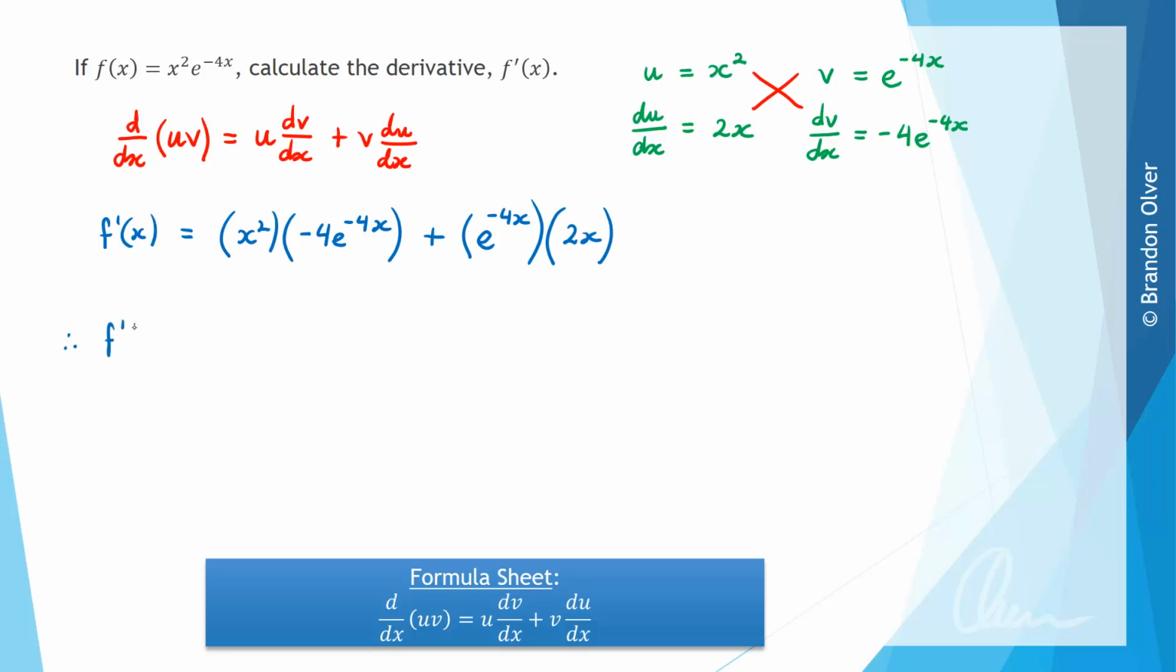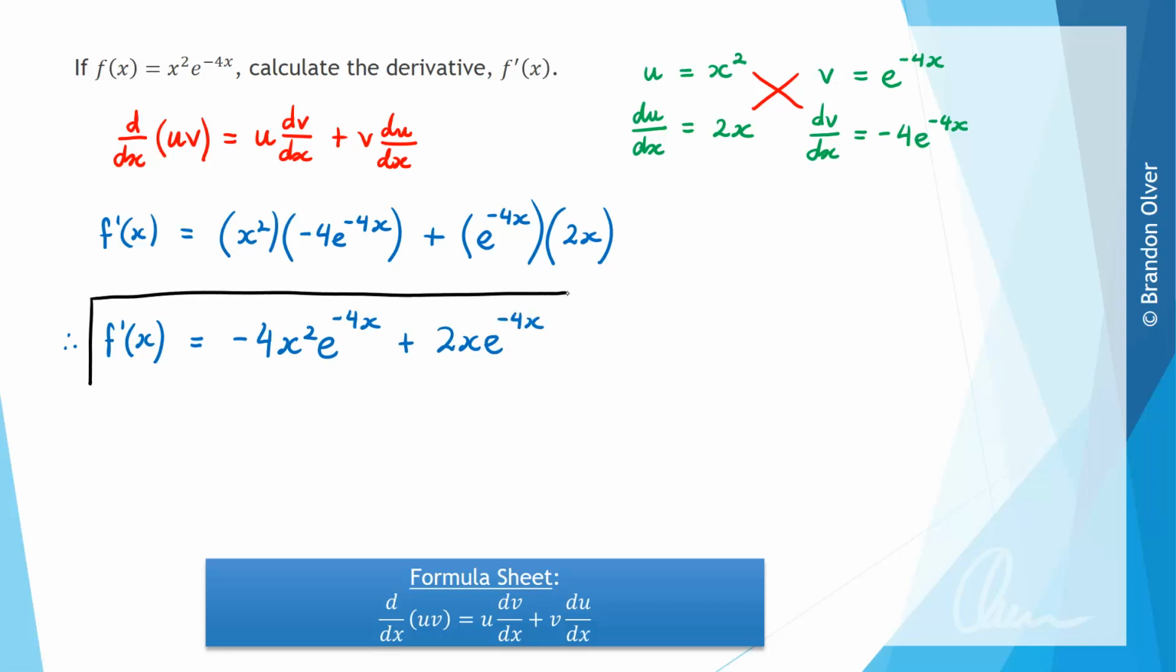However, we could do a little bit of cleaning up by removing any unnecessary brackets. So for the first term, which is x squared times negative 4e to the power of negative 4x, we could write that as minus 4x squared times e to the negative 4x. And for our second term, we could just write that as 2x times e to the power of negative 4x. So that is our answer to this question.